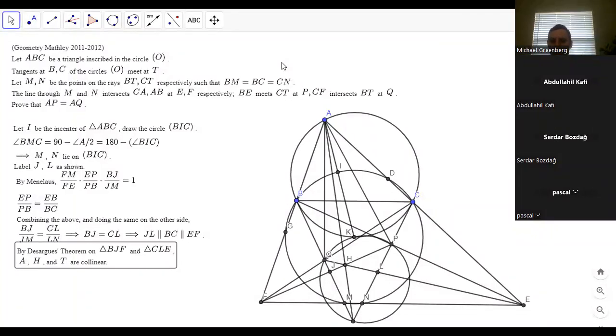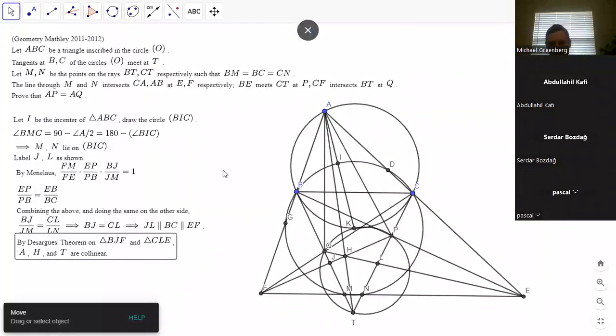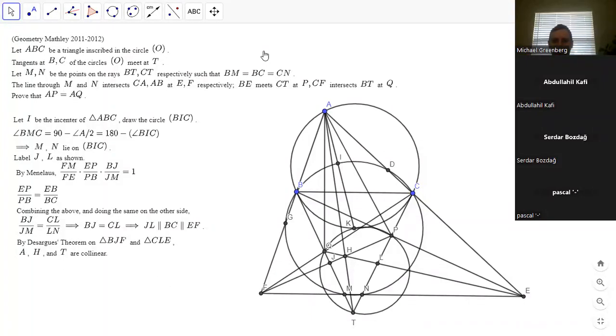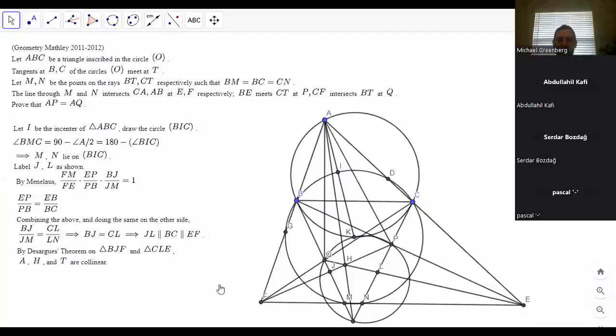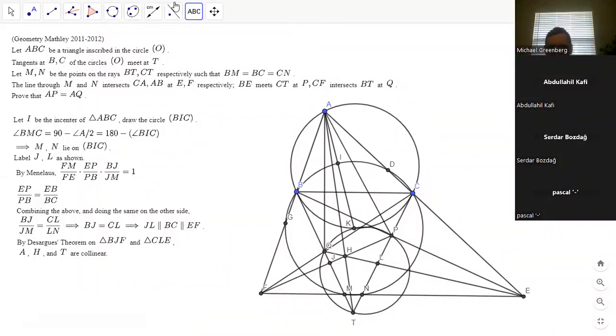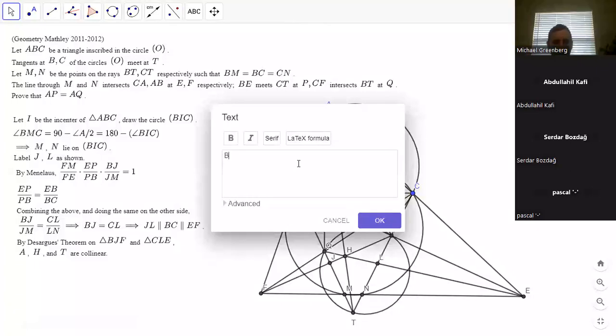Oh, I see what you're saying. That makes sense. Okay, so that's how we finish it. So A, H, and T are collinear. So then we use the isogonal line lemma on AB, what is it again? AB, AJ, AL, AC. Isogonal line lemma on AF, AQ, AP, AE.